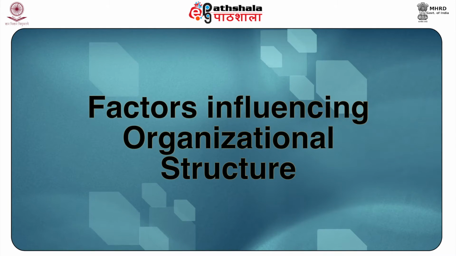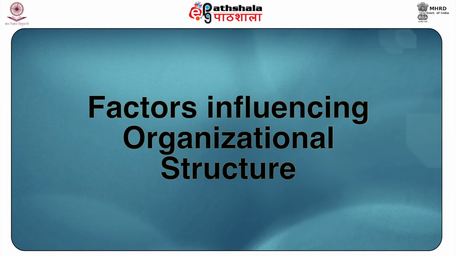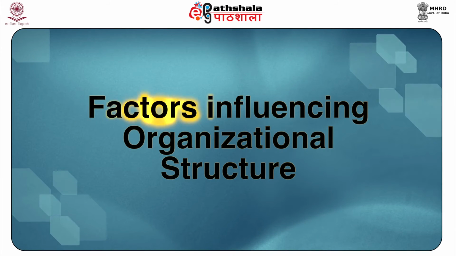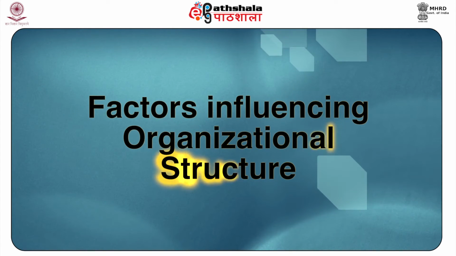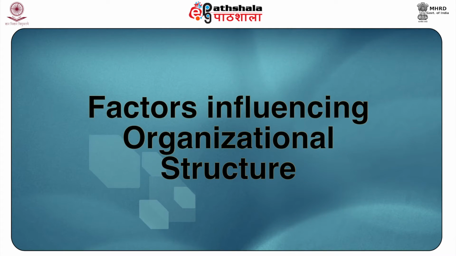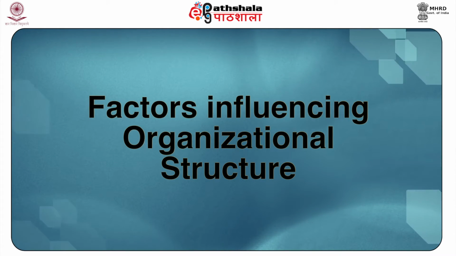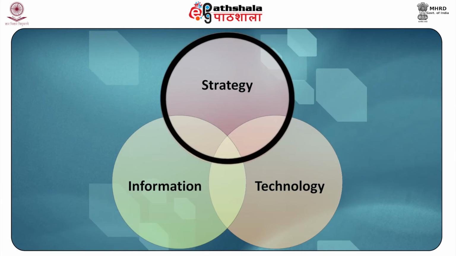Now, we have already discussed the various forms of organizational structures, but we need to know on what basis do companies or organizations decide on a particular type of structure. So now I am going to tell you about the various factors which influence the organization structure. Hellriegel, Jackson, and Slocum have identified three crucial and important factors that affect the decision of adopting a particular structure for an organization. These three factors are strategy, technology, and information. Now let's see what these three mean.